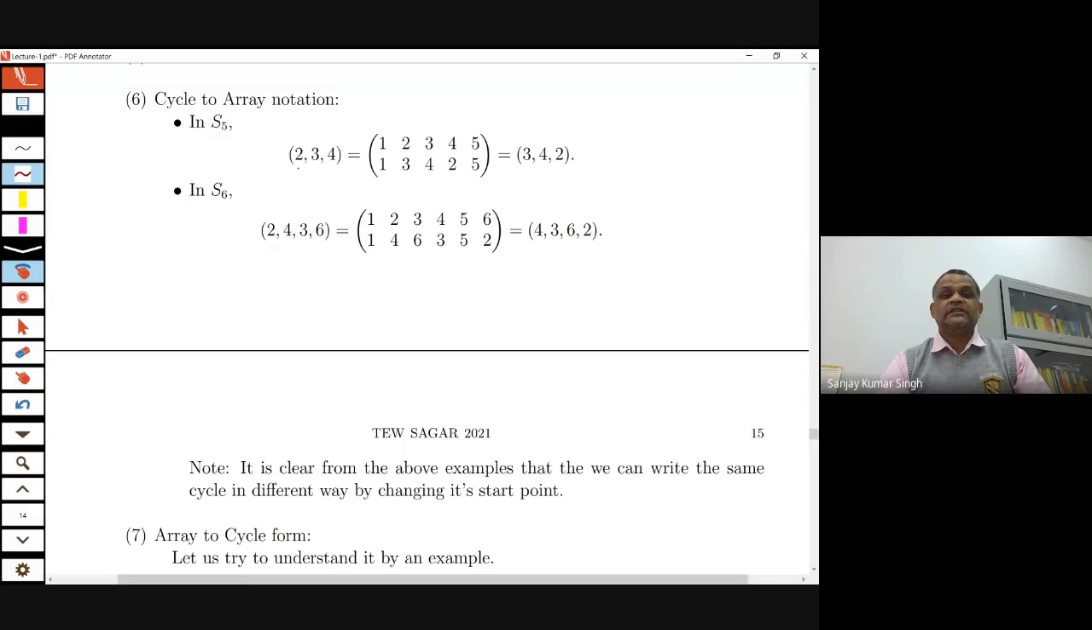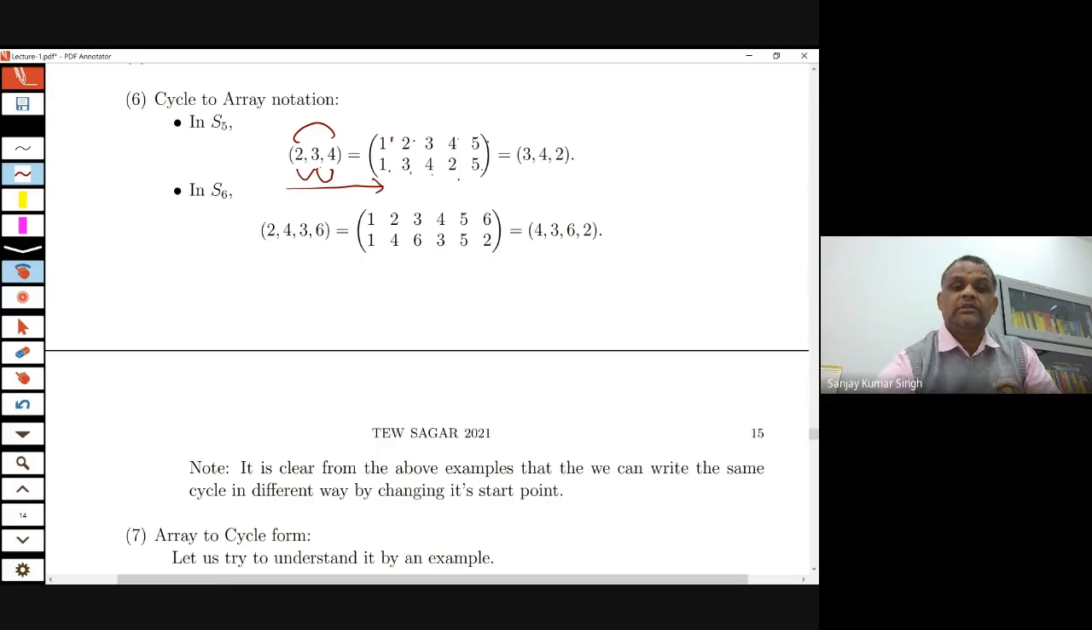In cycle notation, you know 2 is going to 3, 3 is going to 4, and 4 is going to 2. So what happened to 1? It means 1 is going to 1. So I have represented it like this: 1 is going to 1, 2 is going to 3, 3 is going to 4, 4 is going to 2, and what about 5? 5 is fixed. So this is cycle to array.